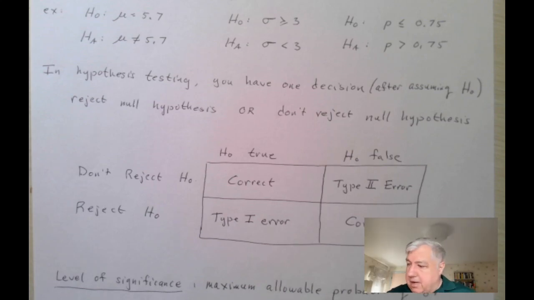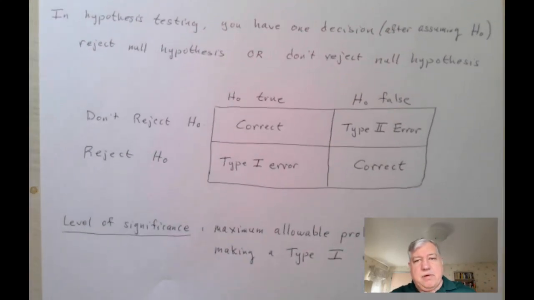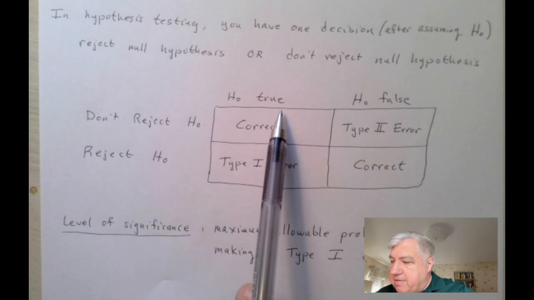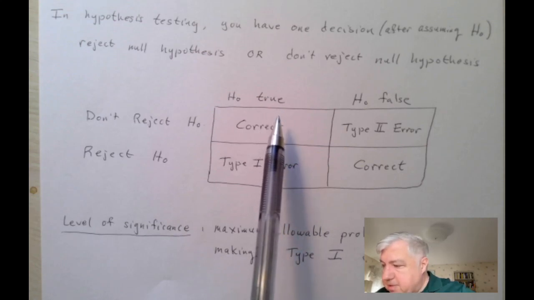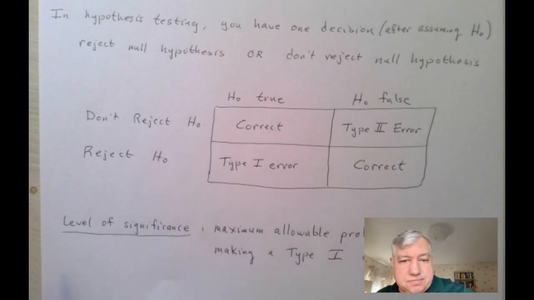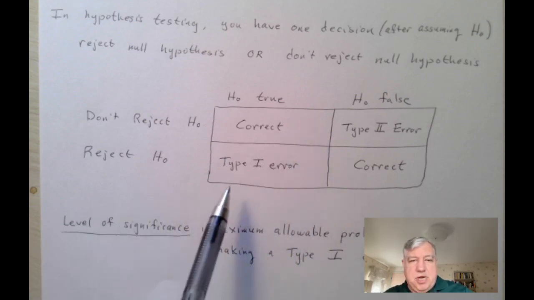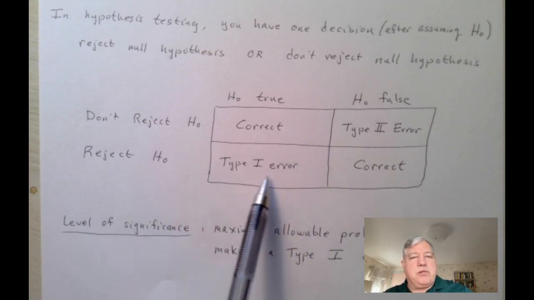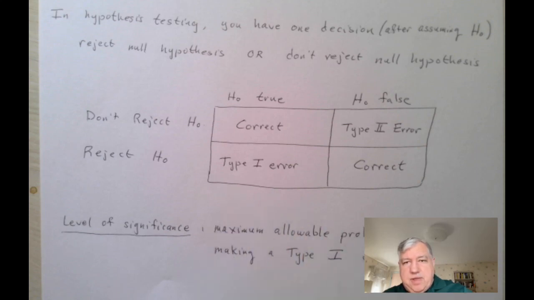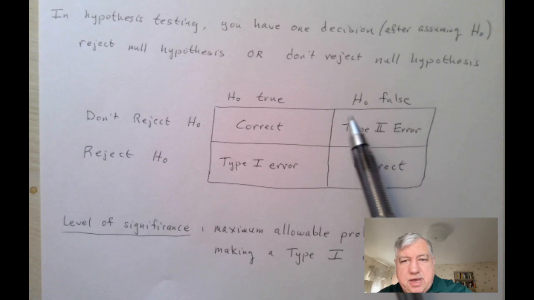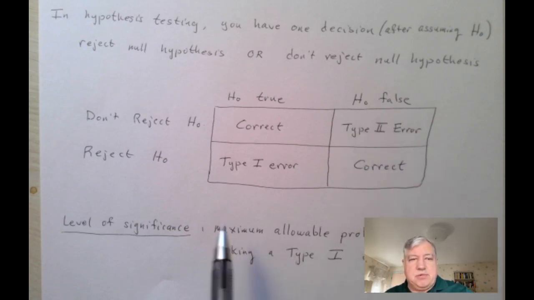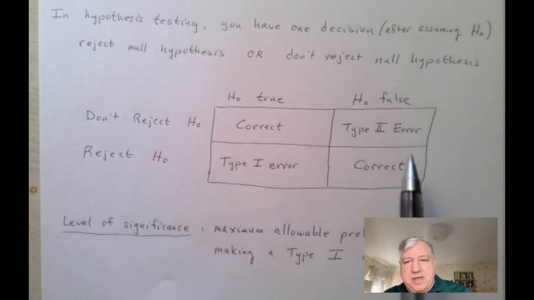So there are two ways you could be correct in this process, or you could be incorrect. Okay, if the null hypothesis is true and you don't reject it, that's correct. If it is true and you reject it, then this is called a type 1 error. If the null hypothesis is false and you fail to reject it, that's wrong. That's a type 2 error. And then if you reject the null hypothesis and it's false, then that's a correct decision.